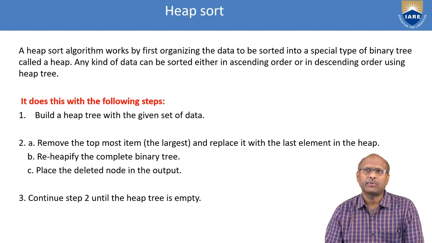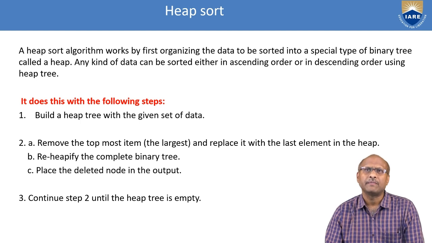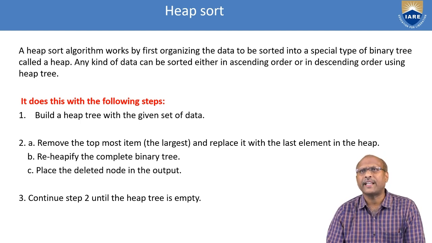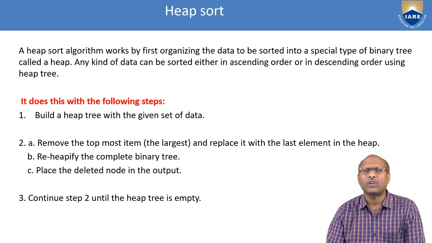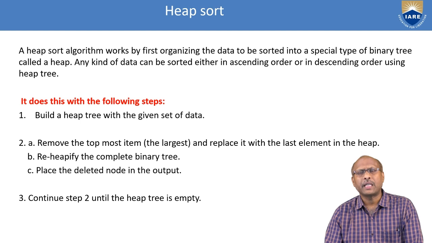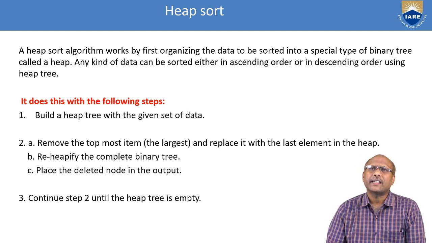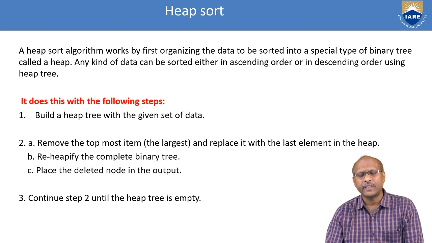Whenever you want to do heap sort, first of all you have to create a heap, then you can start sorting. A heap sort algorithm works by first organizing the data to be sorted into a special type of binary tree called a heap, or you can say it is one type of complete binary tree. Any kind of data can be sorted either in ascending order or descending order using a heap tree.